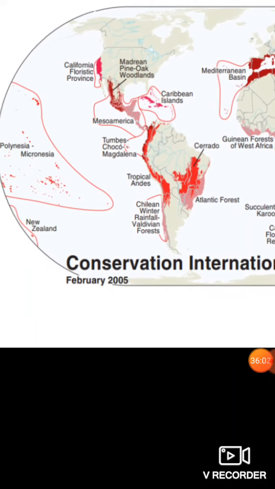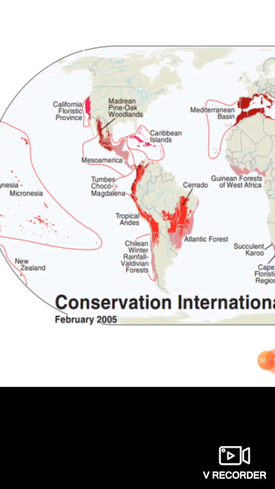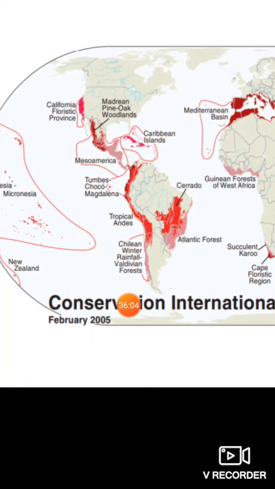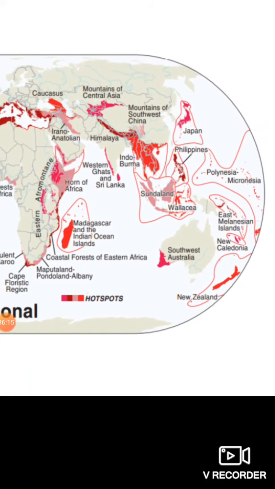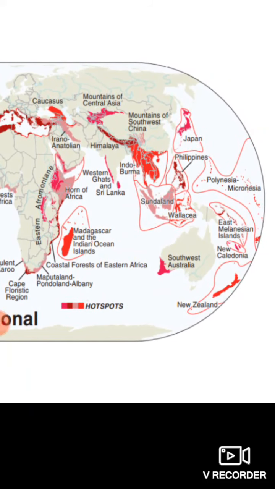So 35 different hotspots are being identified, and you can see this when it is being developed, February 2005. Right, current one is also there. Actually, unfortunately, if you see the current one, I'm trying to get a hold of it. I will try to show it in the next subsequent classes.